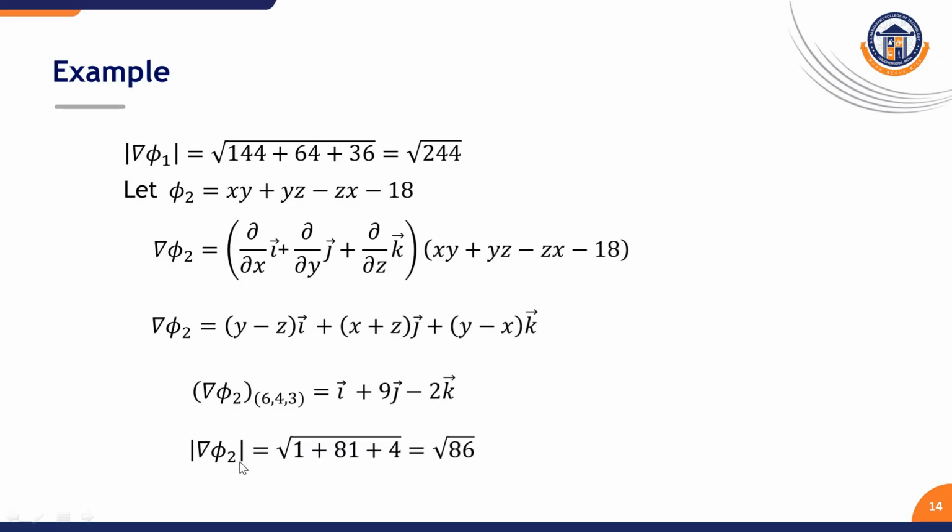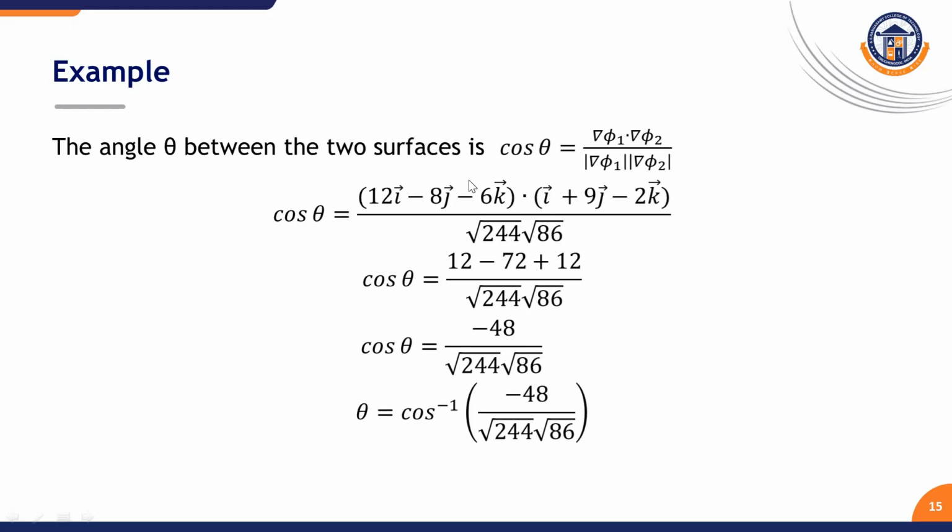Next, to find modulus of del phi 2. Modulus of del phi 2 is nothing but square root of i coefficient is 1, 1 squared is 1 plus 9 squared is 81 plus 2 squared is 4. So we get root 86. Angle between the two surfaces is nothing but cos theta equal to del phi 1 dot del phi 2 divided by modulus of del phi 1 modulus of del phi 2.